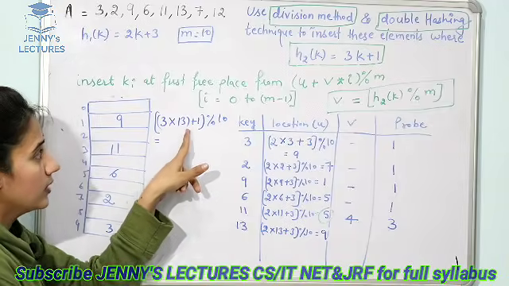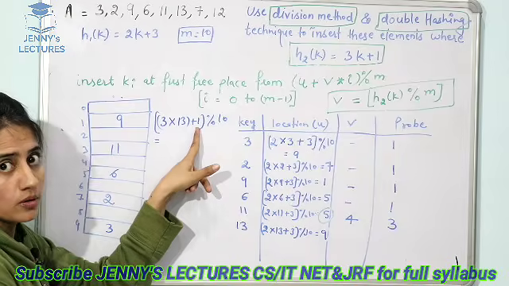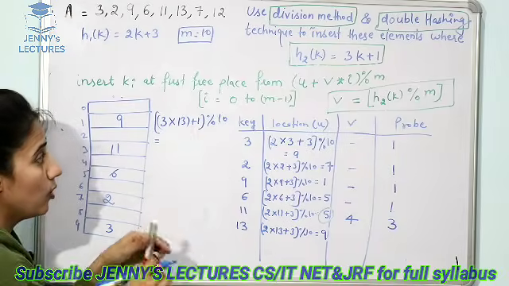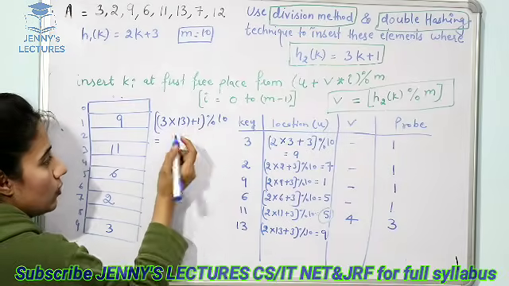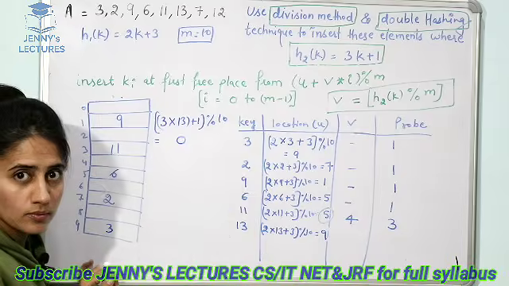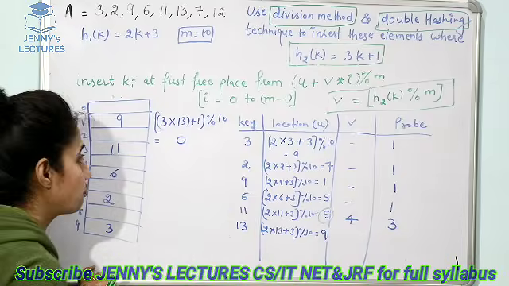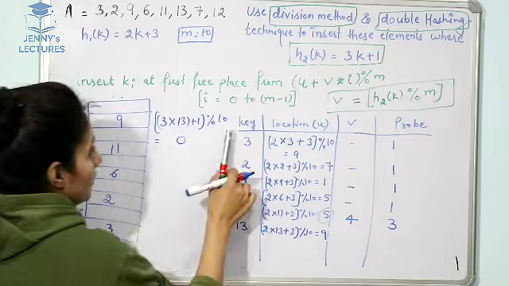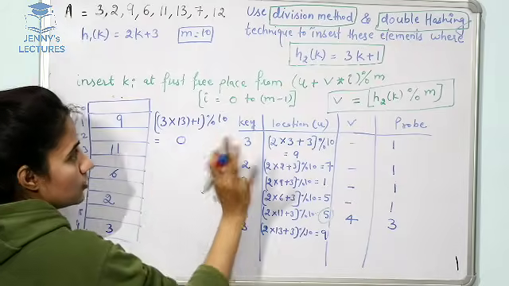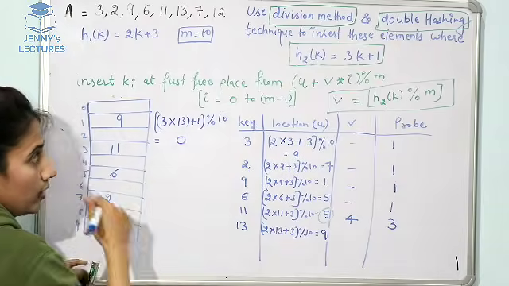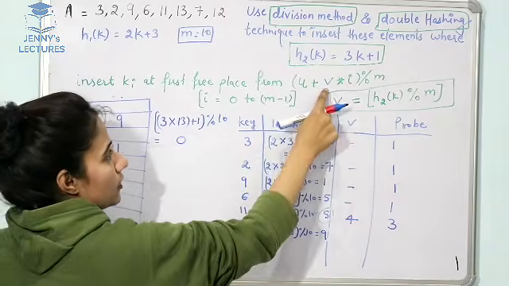Now what is this value? 13 into 3 is 39. 39 plus 1 is what? That is 40. 40 mod 10 is what? 0. Then v value is 0. We have calculated the v value. Now put this v value at this place.